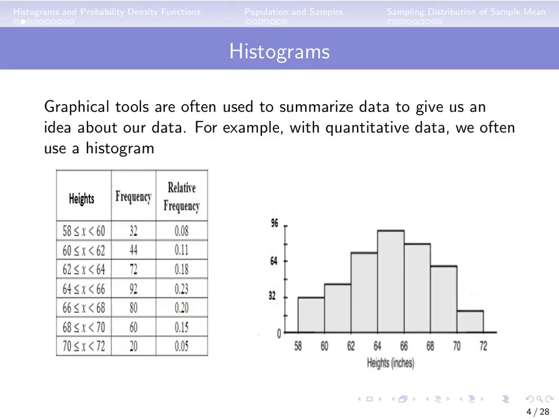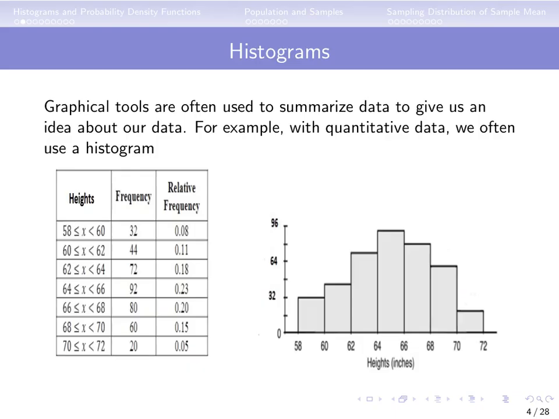So out of the 400 girls, 32 of them have a height between 58 and 60 inches tall. 44 of them have a height between 60 and 62 inches. So with quantitative data, right, so height is quantitative, because it's a numerical value where arithmetic operations make sense. We typically represent this with a histogram, right? So one way to summarize it is through a histogram.